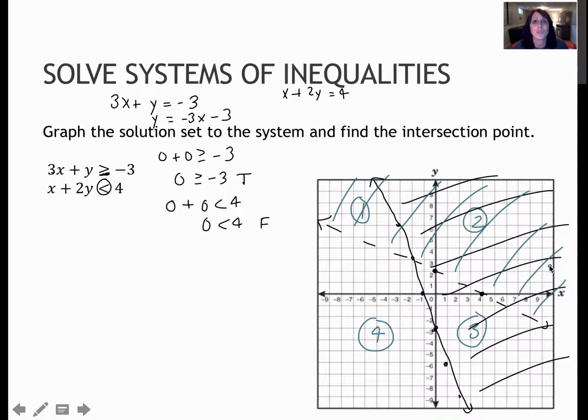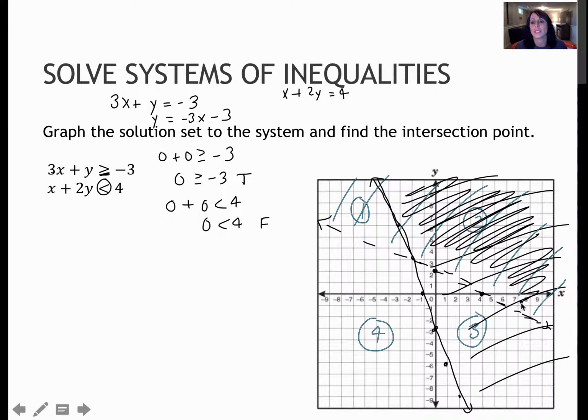Now, a solution to a system of inequalities is where both would be shaded. So which of those zones would be shaded for both of these inequalities? Well, it looks like zone 2 has been shaded with both the blue lines and the black lines. So my region here would be this dotted line, this solid line, and then all of this business in here onto infinity. So that's the graph of the solution set.